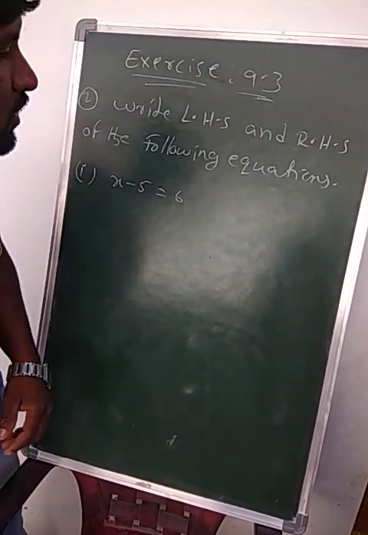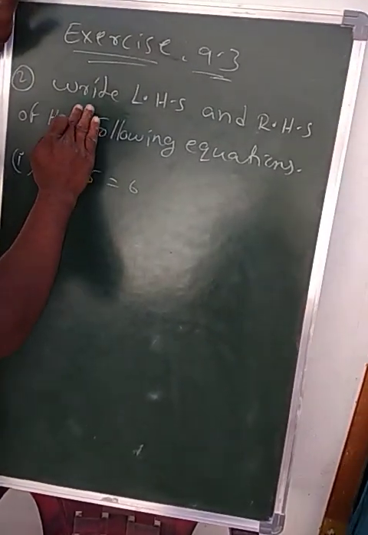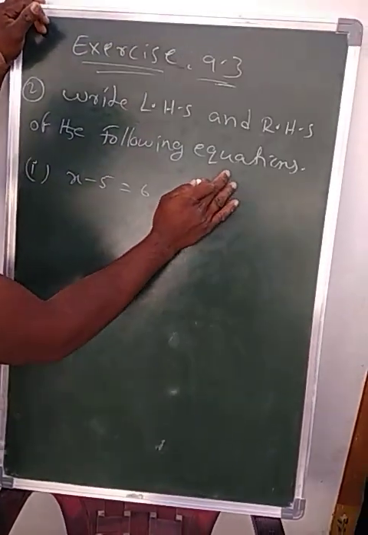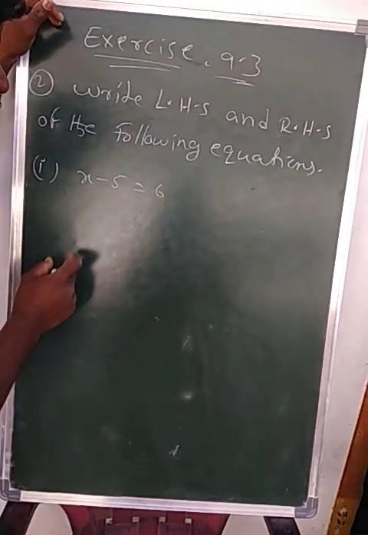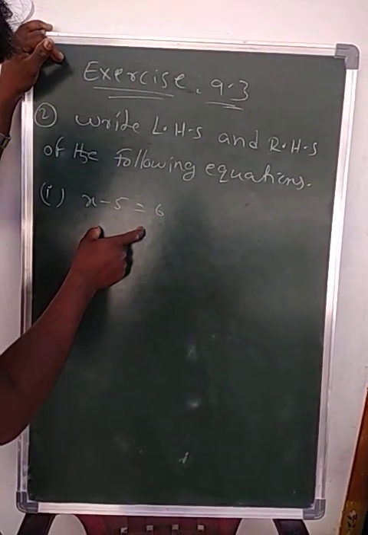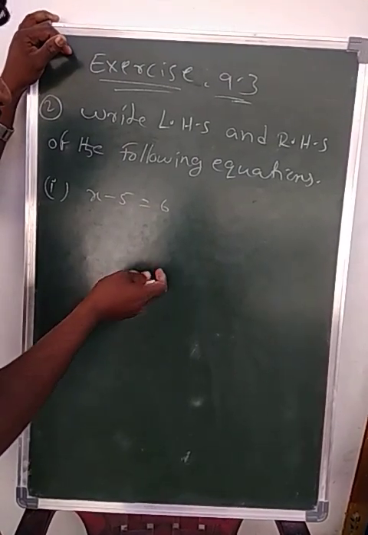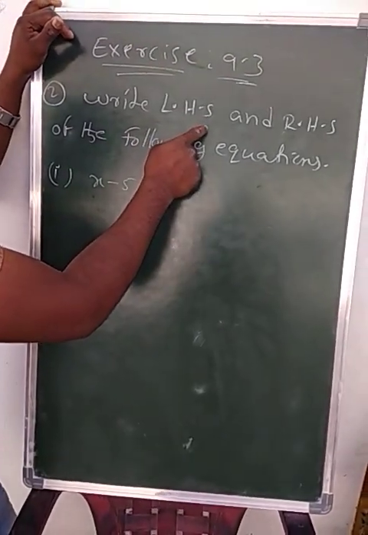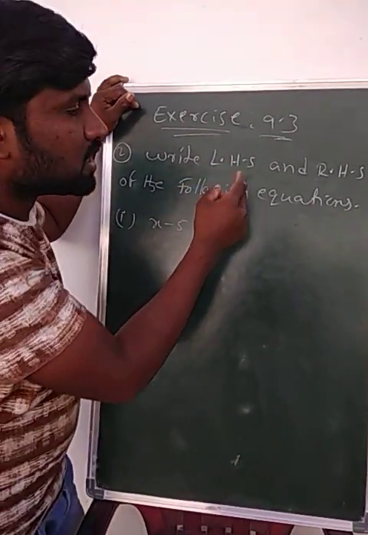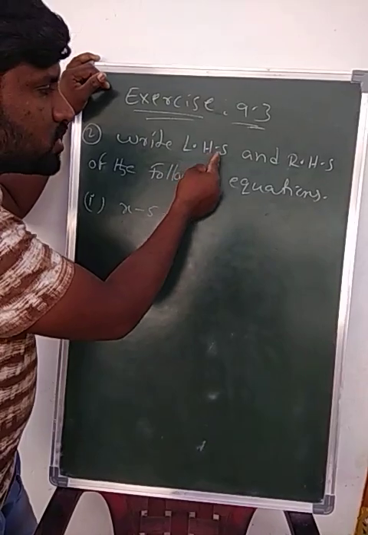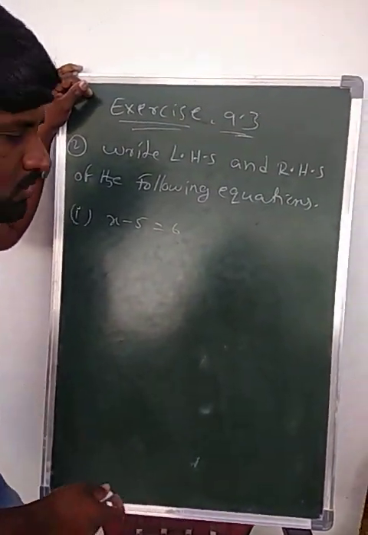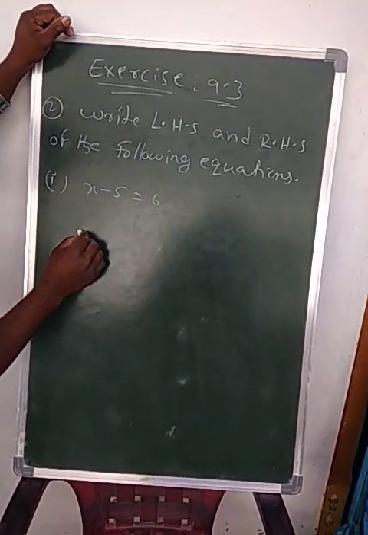Okay students, now the second question: write the LHS and RHS of the following equations. Here the given equation is x minus 5 is equal to 6. This is a simple equation. Now I am going to write the left hand side as LHS, the short abbreviated form. RHS means right hand side of the equation.